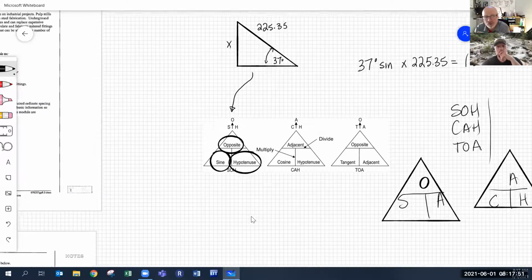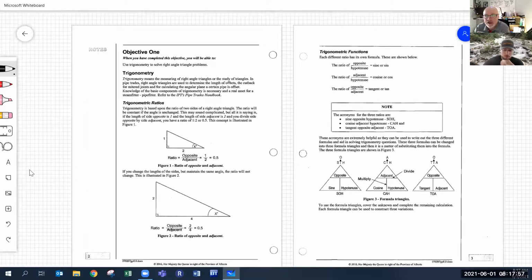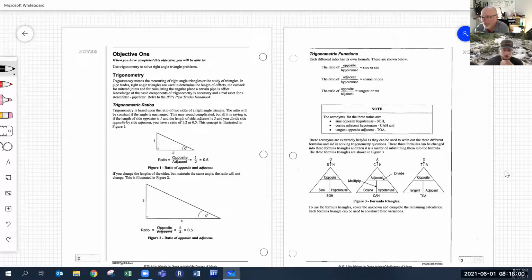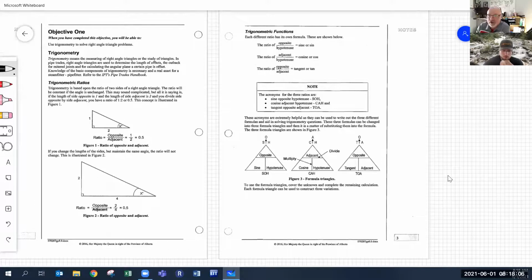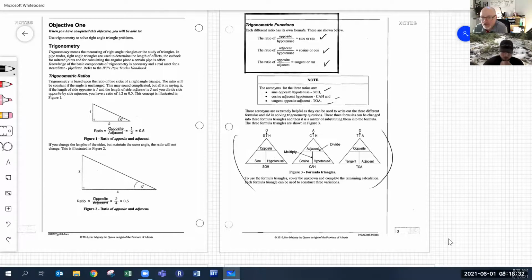Now, let's move on to your stainless steel miters booklet. And here it shows some trigonometric functions right here. They're ratios right up here. So we talked about these a little bit and how to get those numbers. So there's the acronym SOHCAHTOA right here. And those are the formulas that we use to solve for any unknown angle or any unknown side of a right angle triangle.